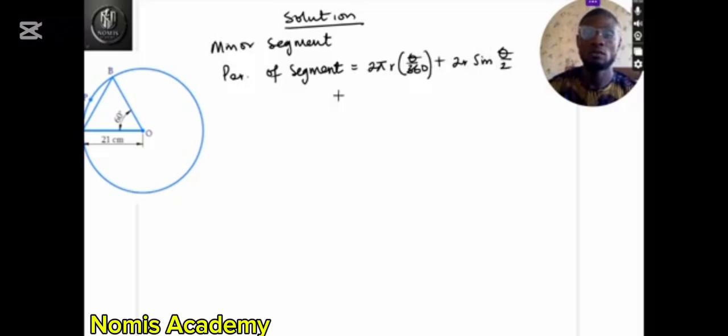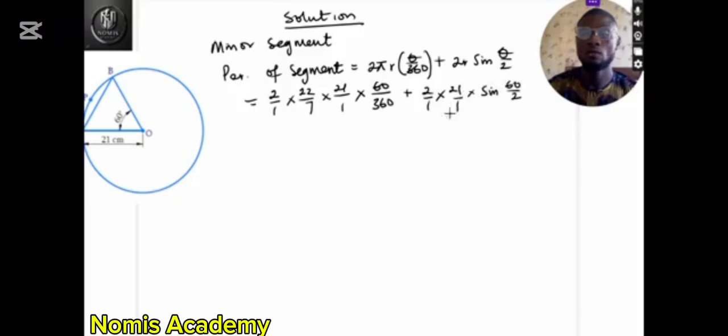So let's put in the value of our parameters. We know pi, we know the radius, and we know the theta. So 2 over 1 multiplied by 22 over 7 multiplied by the radius, which is 21 over 1, multiplied by our theta, which is 60 all over 360, plus 2 over 1 multiplied by 21 over 1 multiplied by sine 60 over 2. So with this, we can say 2 times 22 should give us 44.